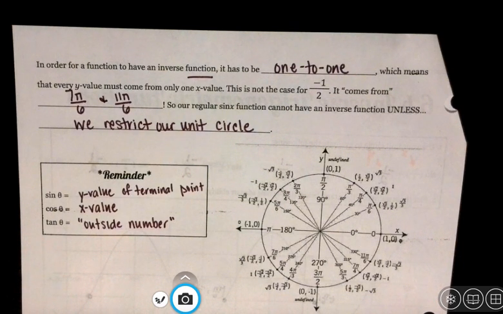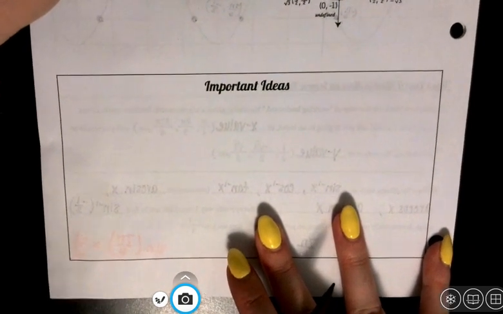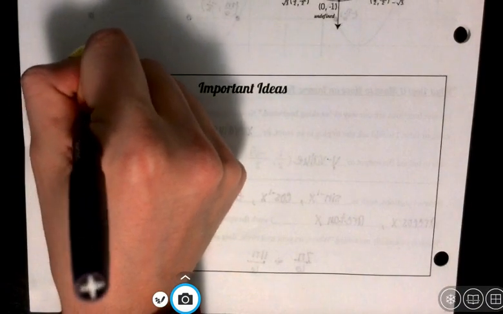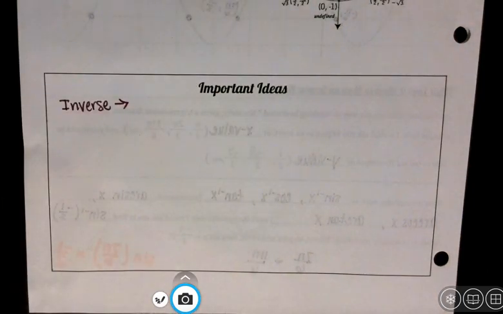So in the very bottom table, we have a pretty large space here that says important ideas. So we're going to specify what part of the unit circle we're looking at for each of our inverse trig functions. So at the top, we're going to specify what an inverse is. An inverse is when we take our inputs and our outputs, our x values and our y values, and we kind of flip them compared to our normal original trigonometric functions.